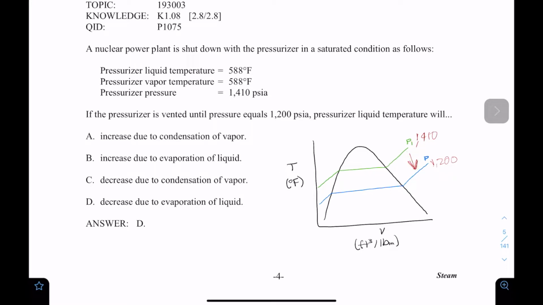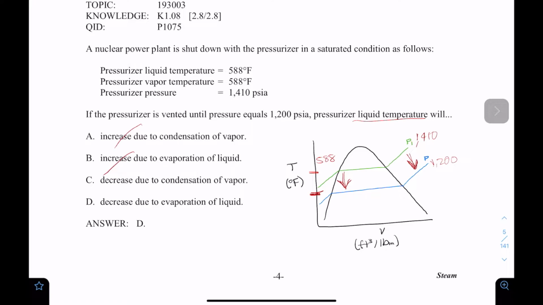What's also happening to the temperature? My temperature started here at 588. So now my temperature goes down as well, right? So is the pressurizer liquid temperature going to increase? No, because we know that it's going down. So it's not increasing. I can get rid of those ones, right?